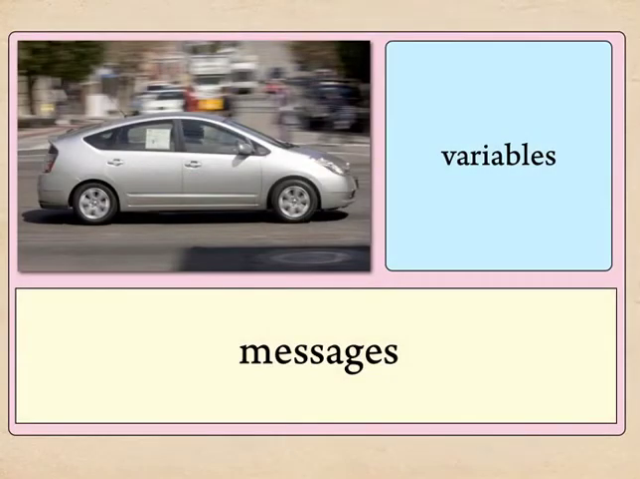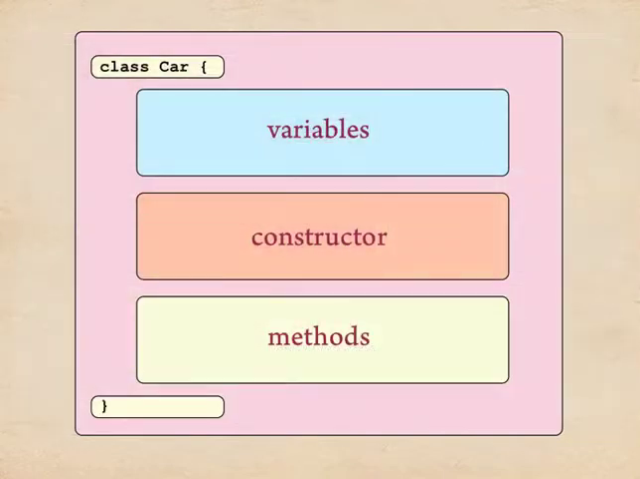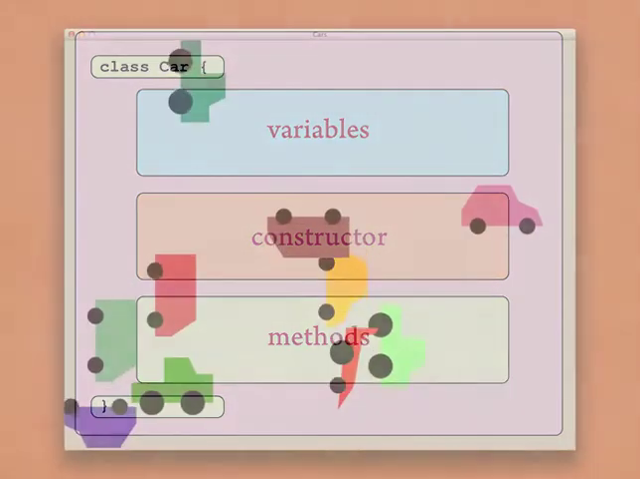Each car is described by a bunch of variables, and there are a bunch of messages, also called methods, that it knows how to respond to. We'll see how to organize these in processing. It's very easy. We just say class car at the top with an open curly brace, and then we list the variables, something called the constructor, which is the way we make a new car, and the methods, that is, the messages we can send it.